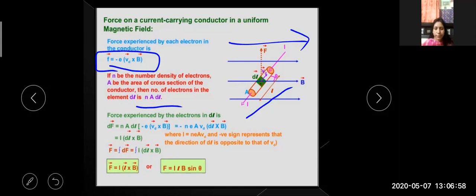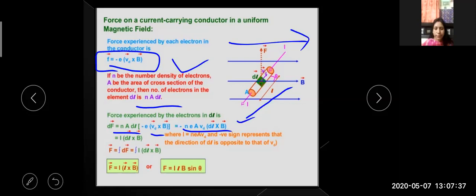So the force experienced by the electrons in dl is given by dF equal to nA dl, the number of electrons, into the force on each electron, which is minus e v_d cross B. Now put this value in this equation: dF equal to nA dl into minus e v_d cross B. Now this is minus n e A v_d. I hope this is clear to you.